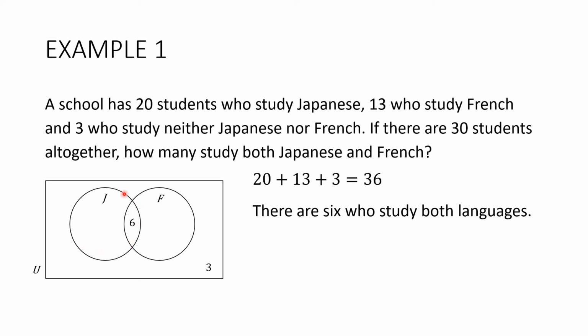The number of students who study Japanese is 20, so the number in here must be 14. The number of students who study French is 13, so the number in here should be 7. And a quick check here, adding these up, that gives us 30, so it's correct.